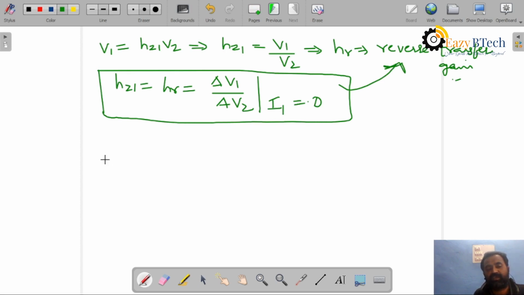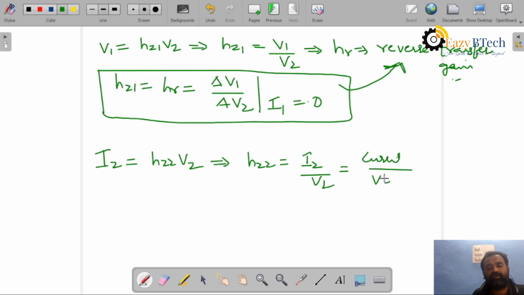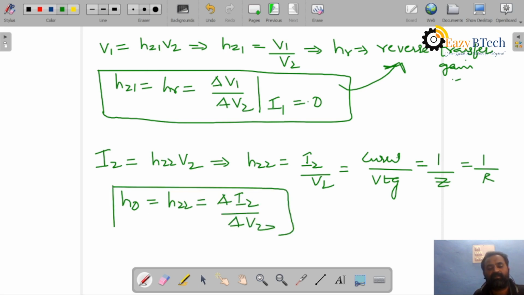Next, from those equations, I2 is equal to H22 V2. H22 is equal to I2 by V2. Current by voltage means 1 by impedance or 1 by resistor. Then we will call H0, H22, is equal to change in I2 by change in V2 as output admittance.